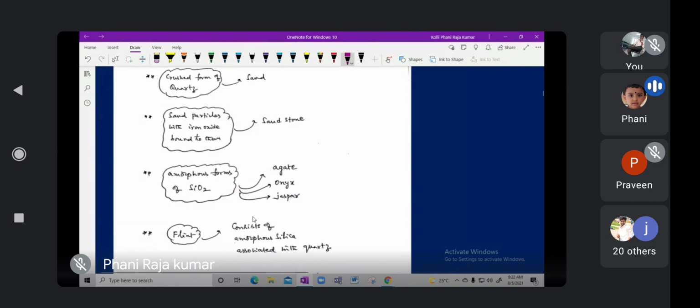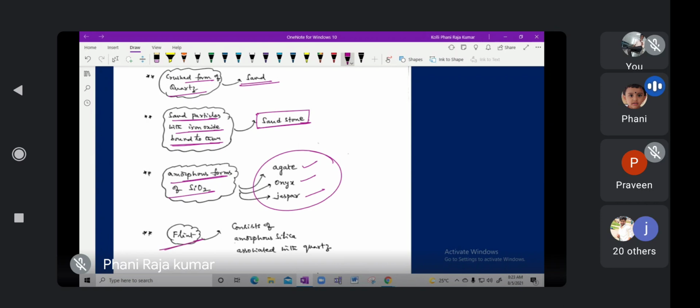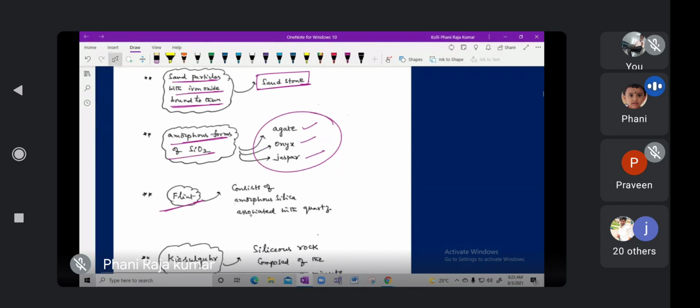And we have another type of quartz, the crushed form of quartz. We call it sand, used for building purposes. Sand particles with iron oxide we call sandstone. And now the amorphous forms of silica. Just now I told you the crystalline forms: quartz, tridymite, cristobalite. Now we have some amorphous forms also: agate, onyx, and jasper. And flint is one type of glass, consisting of amorphous silica associated with quartz.